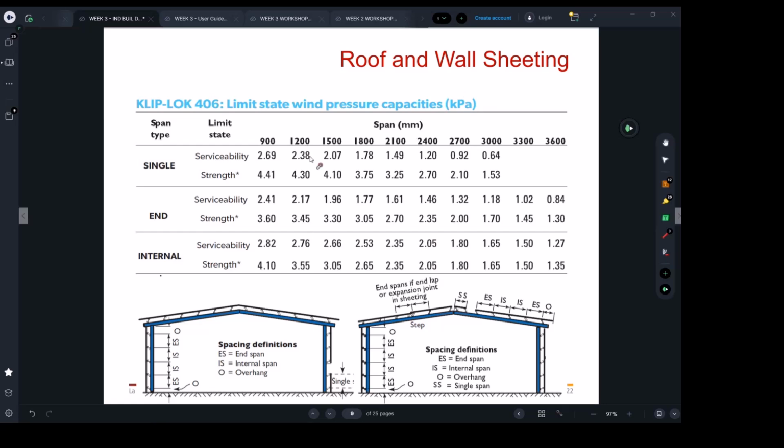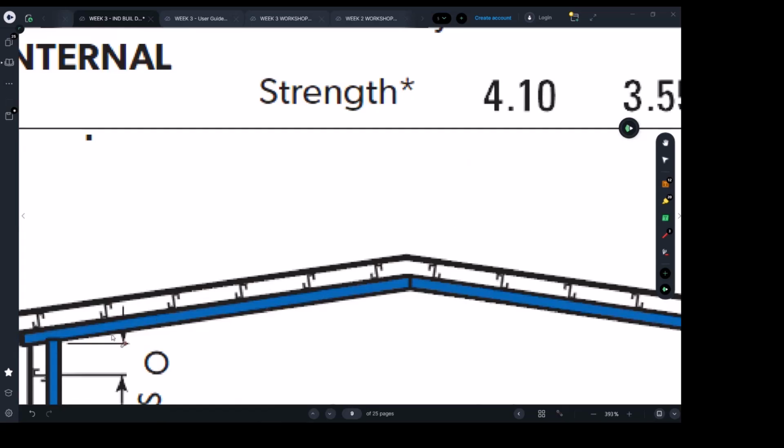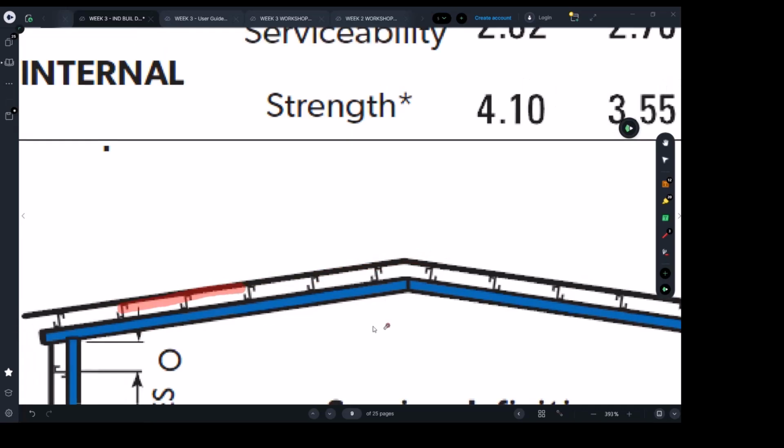Basically, you just need to figure out how the purlins are spaced. See the purlins here? To clarify things, these are the roof rafters. On top of the roof rafters, you have Z or C purlins. What the purlins carry are the sheets, which we're talking about in this page.